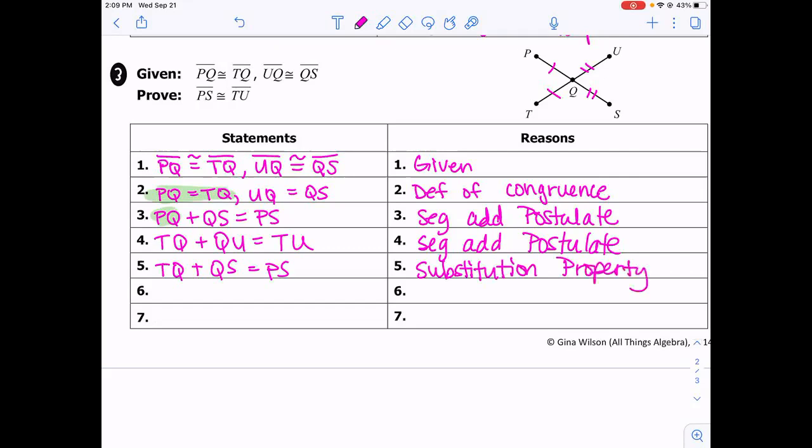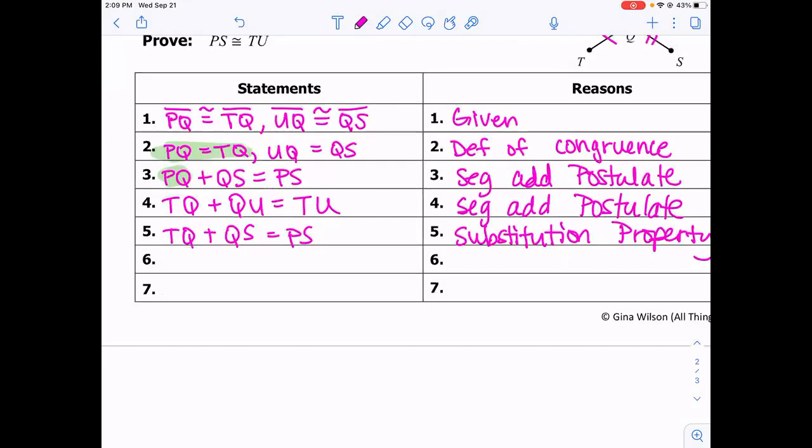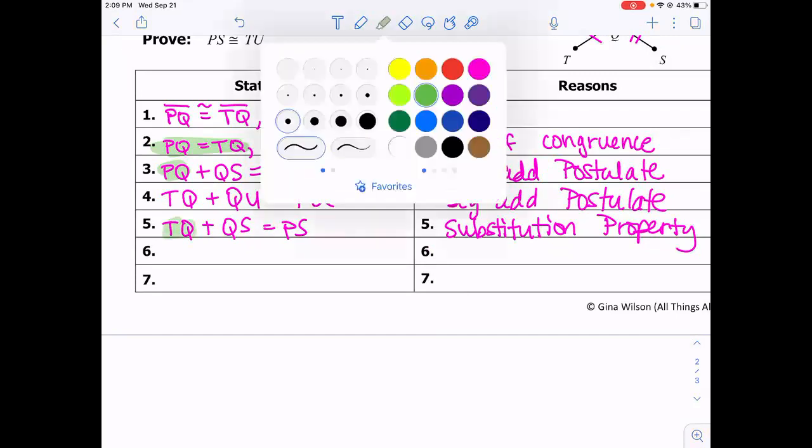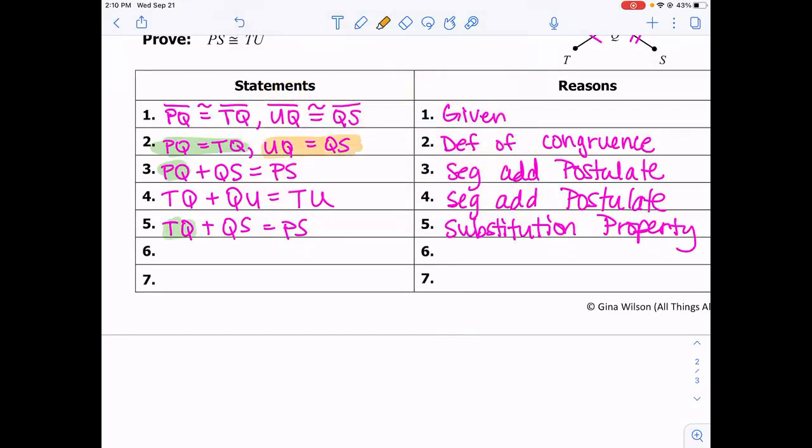That's called the substitution property. Since PQ and TQ are the same, then I can take PQ and make it a TQ. Now, since UQ and QS are the same, then I can take QU right here and replace it with, what did I say? QS.